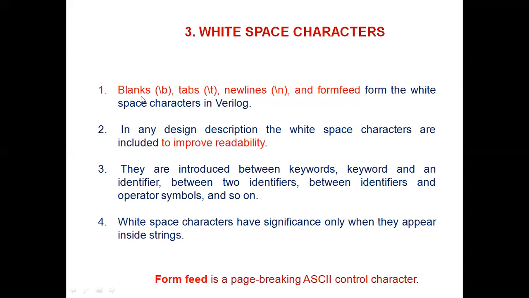So blanks, that is \b, tabs, \t, new lines, \n, and form feed. Form feed means just a page breaking ASCII control character. These are the white space characters in Verilog. In order to include the white space, we have to use these: \b blank space, \t tab space, \n new line space, and form feed page breaking.